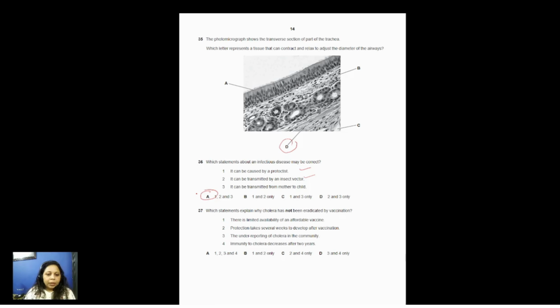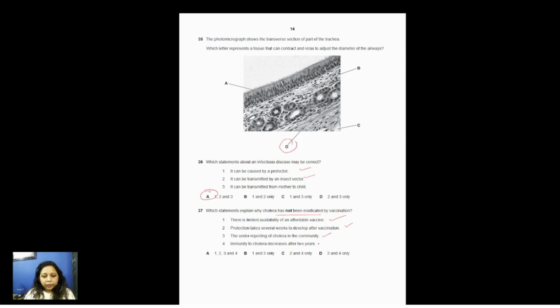Number 37. Which statement explains why cholera has not been eradicated by vaccination? Why is it so difficult to do this? Because cholera is quite common. Number one, there is limited availability of the affordable vaccine. Can be. Protection takes several weeks to develop after vaccination. Yes. The underreporting of that is the very first cause, the underreporting. Because the vaccination is not available if you cannot report it. So if the number of people are not reporting in, then there is no vaccination.